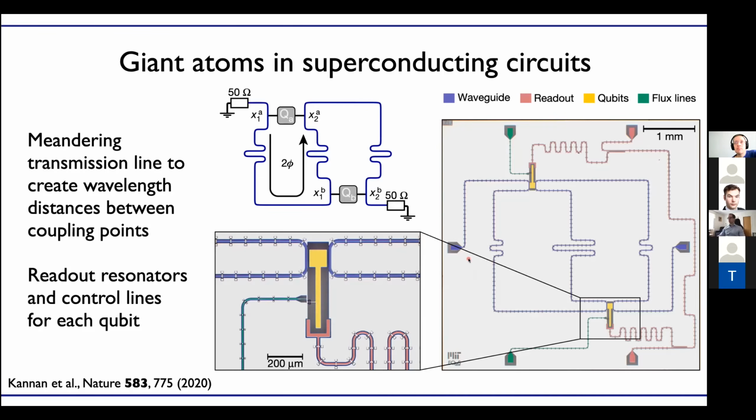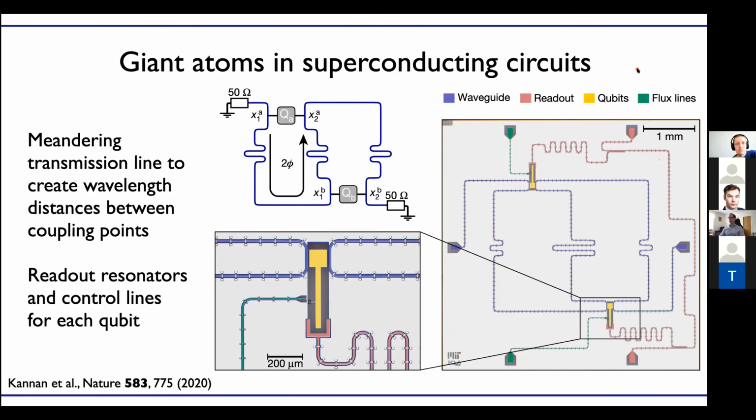So here is a schematic of the chip. You have this first qubit, it couples at one point to the transmission line, it meanders, couples to the other qubit, goes back, couples to the first qubit again, couples to the second qubit. So it is this braided setup that I talked about that has this decoherence-free interaction. And then they can read out each qubit individually.